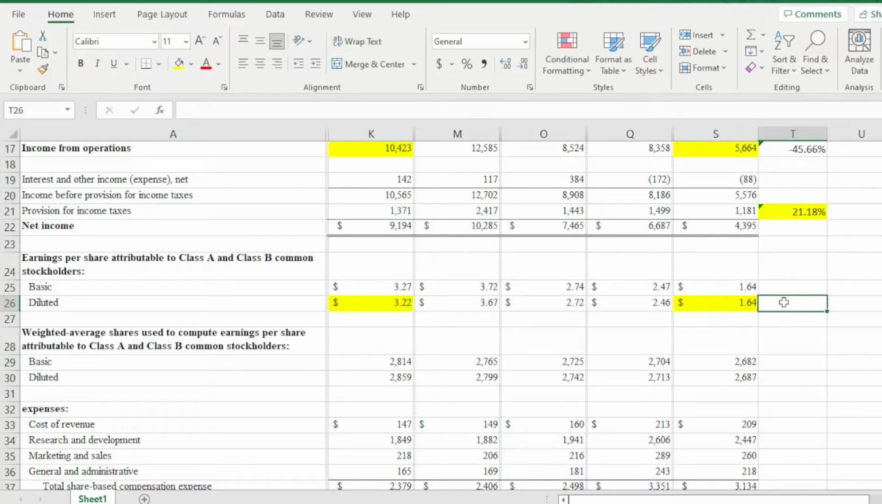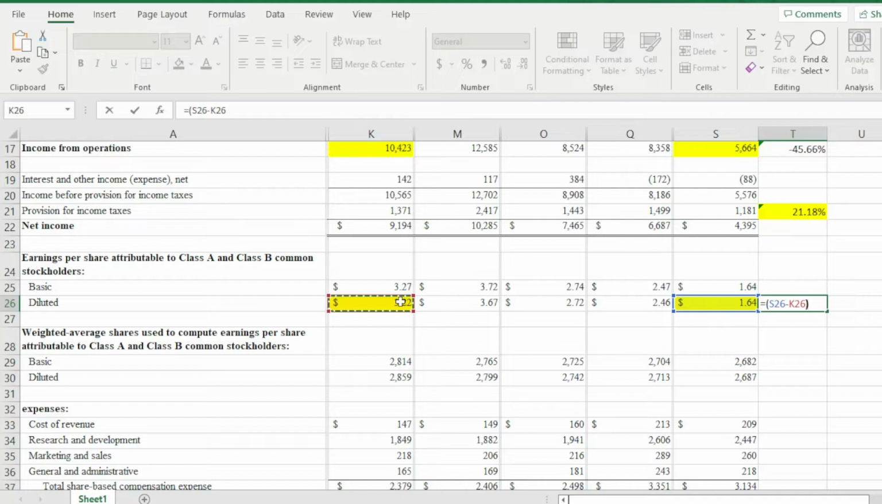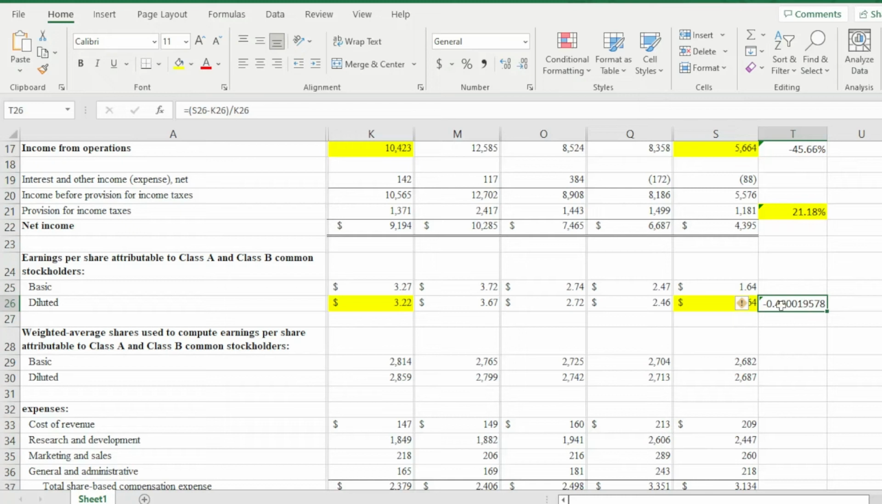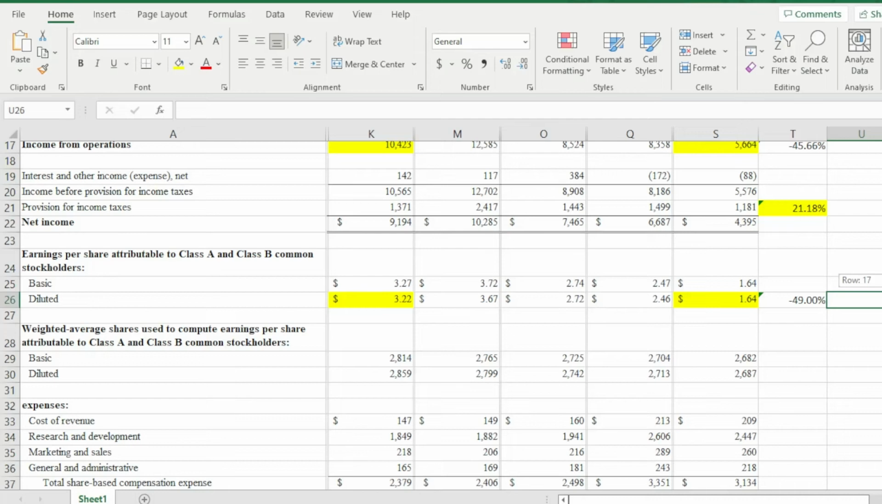So let's just go ahead and do a comparison again. So we're going to take the current year, equal. We're going to take the current year, and then we're going to subtract the base year, and then we're going to divide by the base year. Enter, put this in a percentage, and 2 decimal places. That is 49%. So it's just about a 50% decline in diluted earnings per share. So that's pretty big, you guys. I mean, it's not a surprise that we're falling pretty hard after this earnings report.